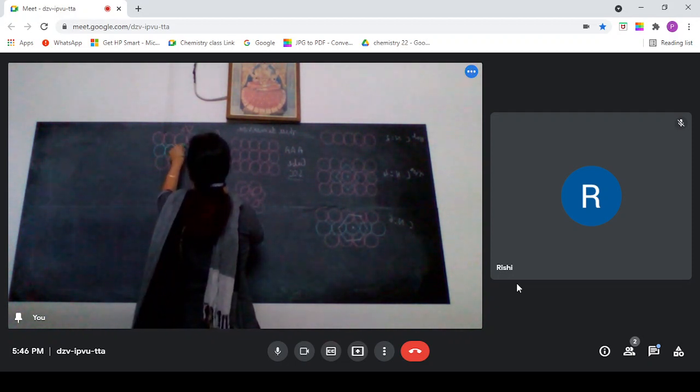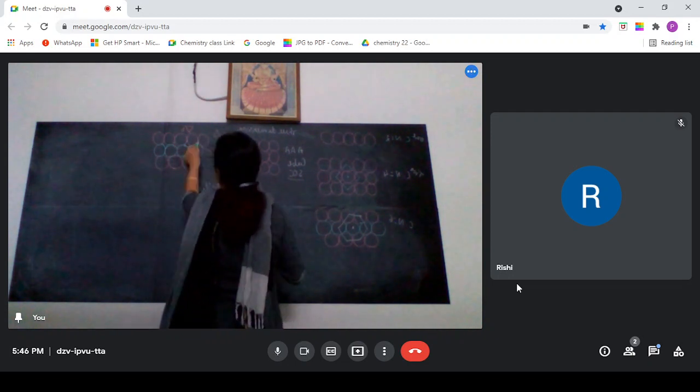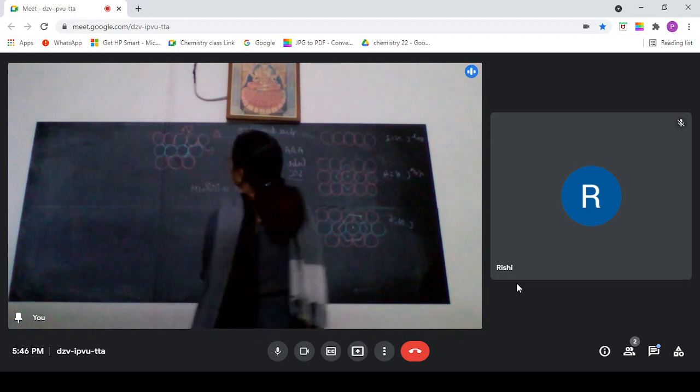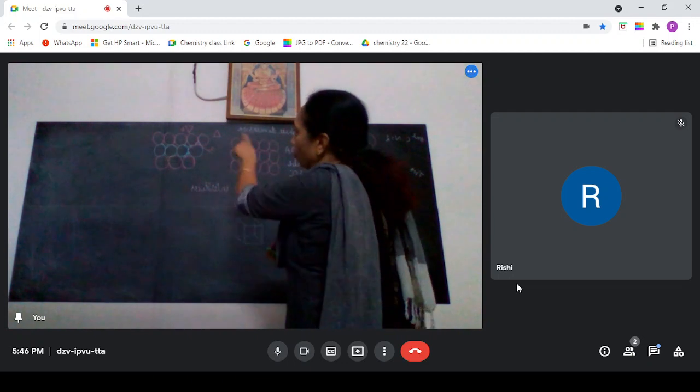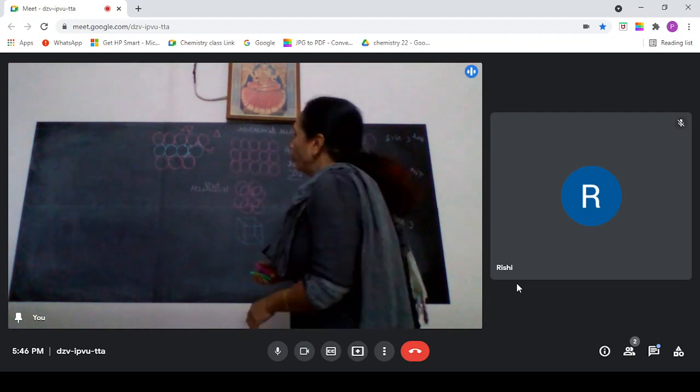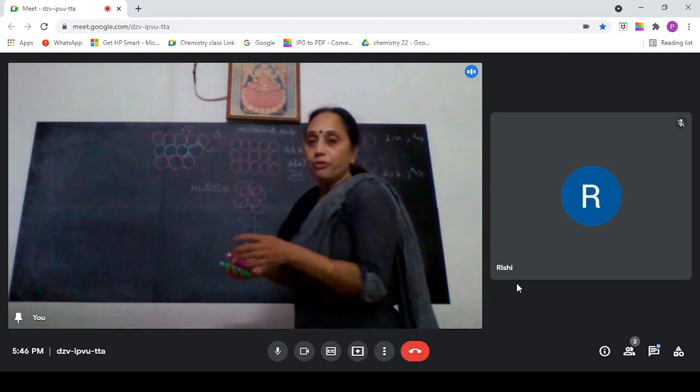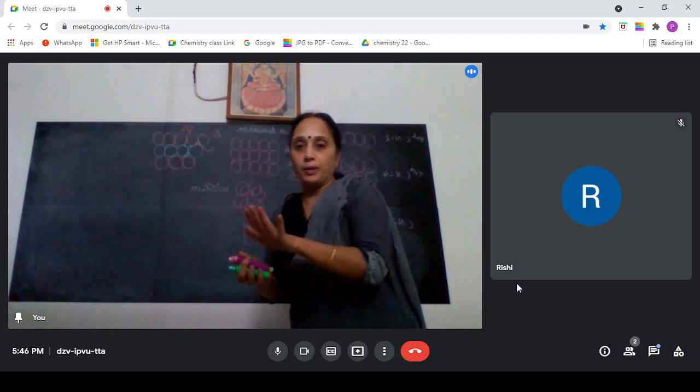See, this is like this. This is the B type and this is the A type. Two types of voids you will have. Now what happens? Now you will have to do it in the 3 dimension.